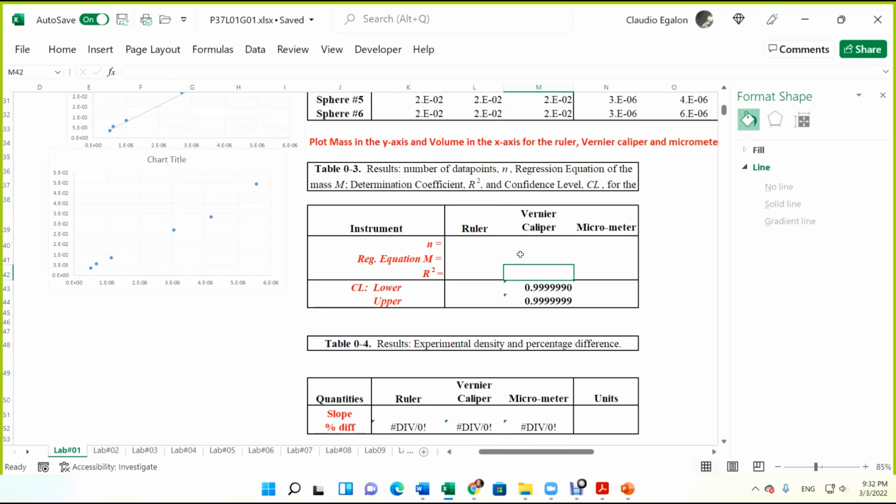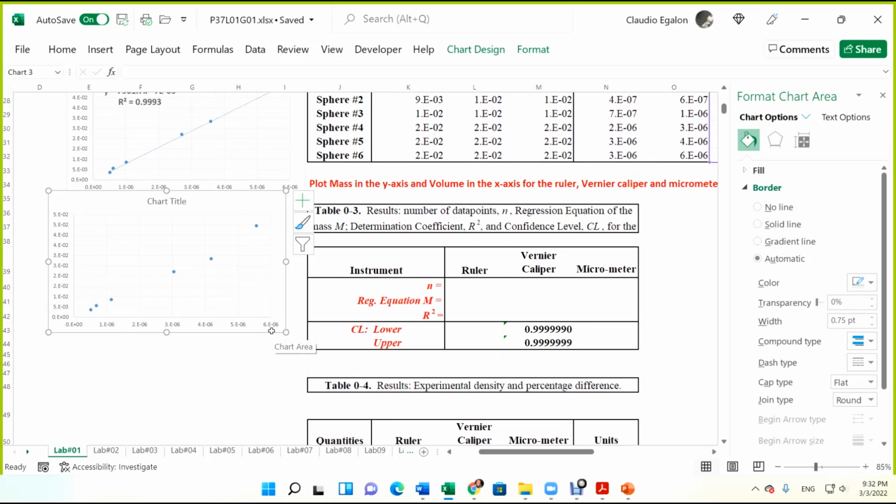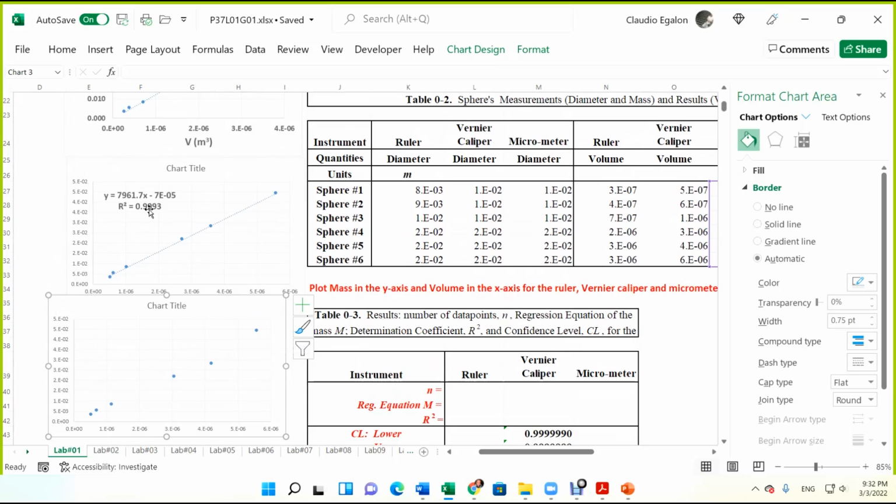Anybody else? For the R squared, I'm assuming you don't want it in scientific form. That's right, normal, because it's very close to 1. You only put it in scientific format if the value is below 0.001.